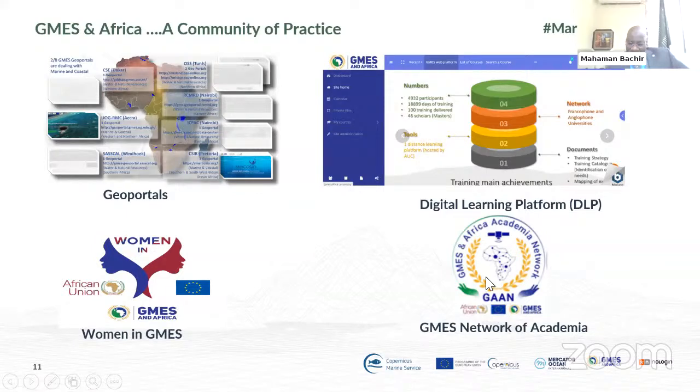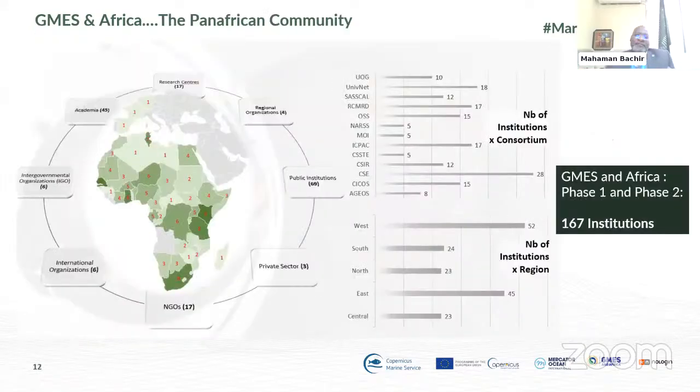The last one, we also have a network of academia. We have around 28 universities all over Africa as part of this network. So it's a network of academia. You have professors, you have research centers. We are also relying on this network of academia in terms of capacity building and training. So really, this community of practice of users is making us, in terms of program, a Pan-African program.